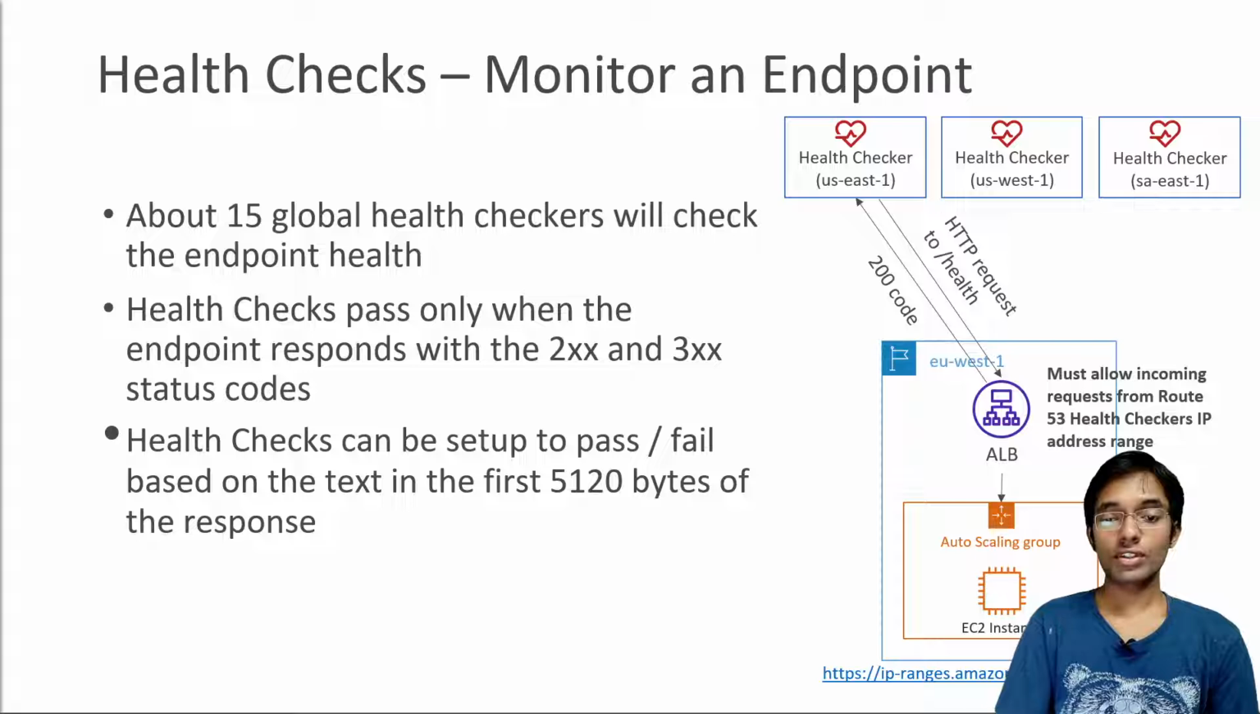Now there's a cool feature that you need to know about that may come up in the exam: the health check can be set up to pass or fail based on the value returned by the endpoint that you are checking. If in the first 5120 bytes of the response you have some specific text that you specify, then the health check passes, else the health check does not pass. So you can actually program the endpoint to fail or pass based on the value returned.